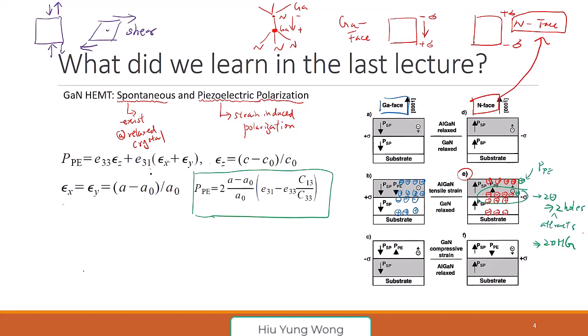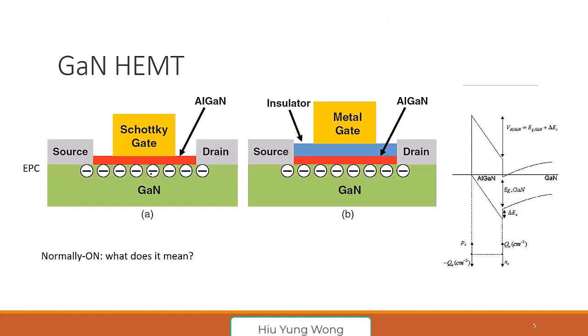Simplified equation. Okay, so after we talk about this, what's the point of inducing all this charge? Remember here, we say we have the two-dimension electron gas. Why do we have two-dimensional electron gas? Because this is aluminum gallium nitride, and this is gallium nitride.